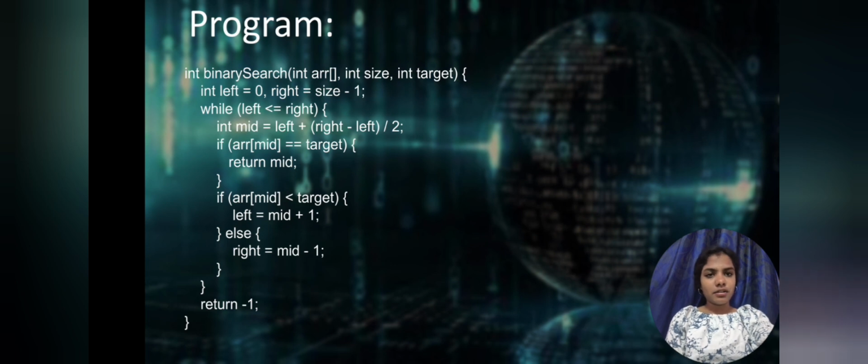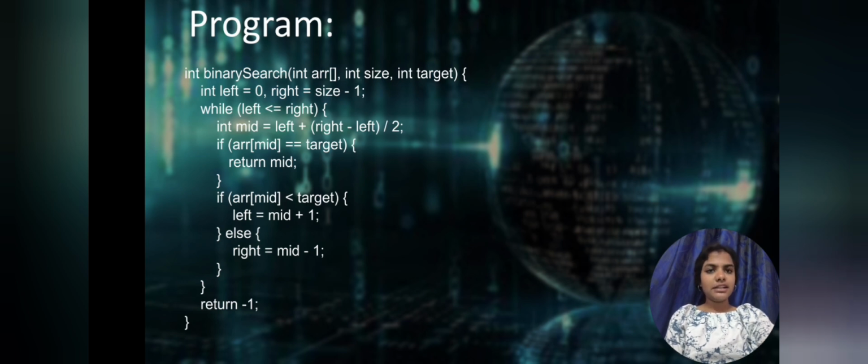Next, we are going to discuss the binary search code in depth. Here we are initializing with the keyword binary search with int as the data type, then int array, int size, and int target, same as the linear search code. Then here is a small difference. Here we are initializing the keyword left as 0 and right as size minus 1.